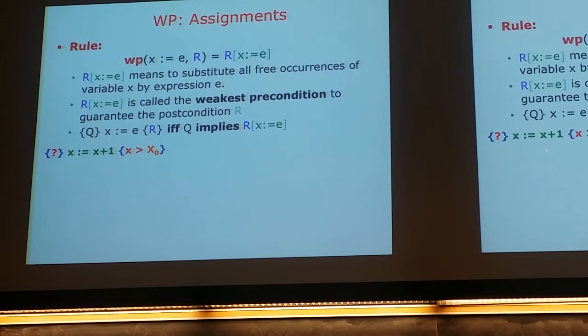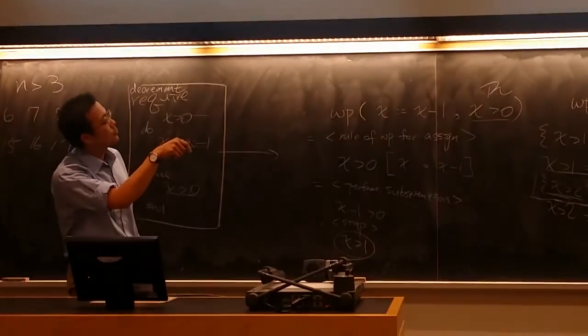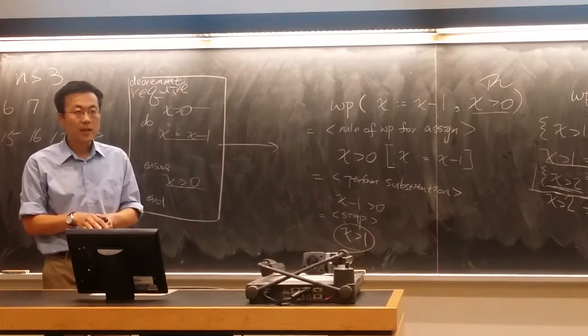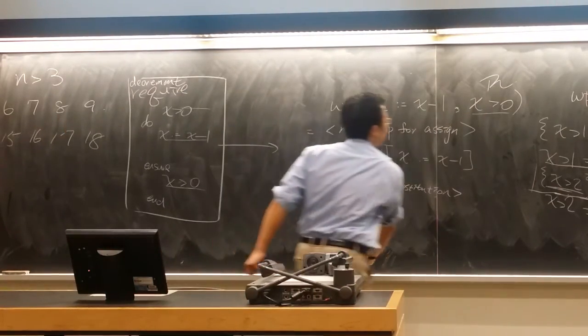X is incremented. The postcondition is such that x is greater than x0, so that's why you see the x0 here. So what should be the weakest precondition? We'll simply substitute all the occurrences of x by x plus 1. Let me write it down for you quickly. This example is good to illustrate that sometimes you might find it useful to use the x0 to help you.